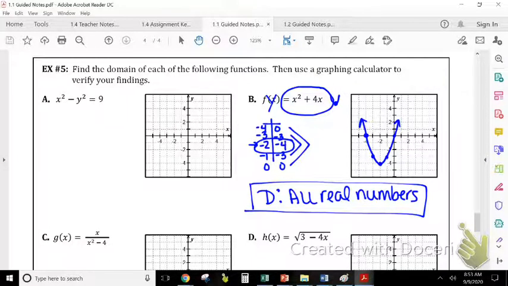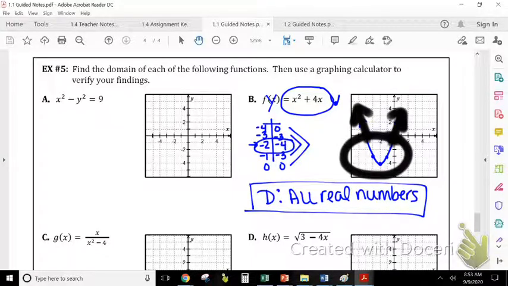Now, if I have the graph, I can also look at the graph and see that. I can see my graph keeps going to the left, my graph keeps going to the right, and there are no holes or anything in the rest of the graph, no jumps, anything like that. So therefore, everything was included, so all real numbers. Oops, I don't know why I wrote it out as all real numbers, because we do everything in interval notation. So remember, that would mean that all real numbers goes from negative infinity to positive infinity. We always write our domain in interval notation unless they tell us otherwise, okay?